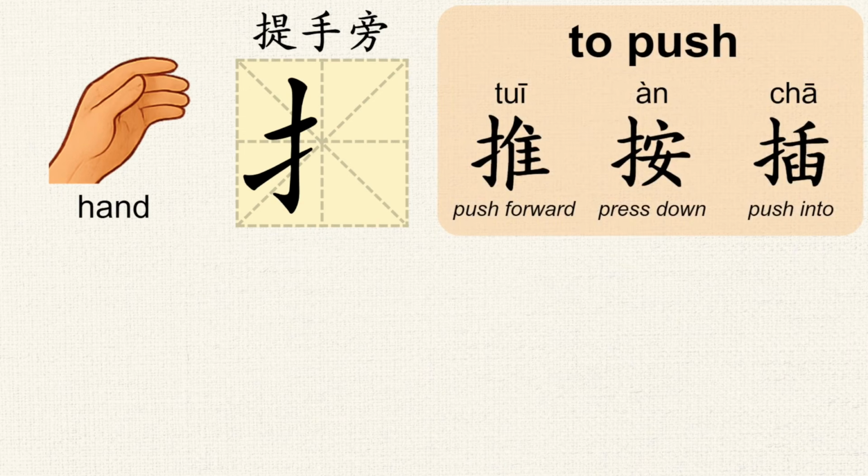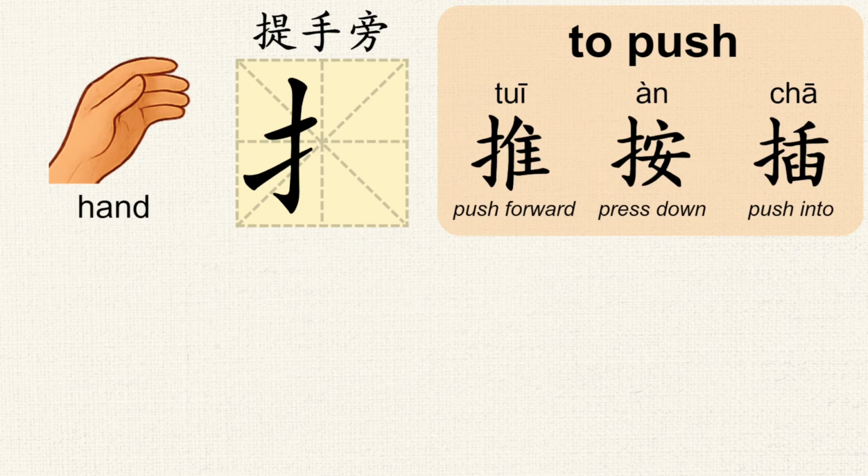There's tui, which means to push something forward. Ang means press down on something, for example a button, and cha means to push something into another thing, like maybe sticking a power cord into an outlet.